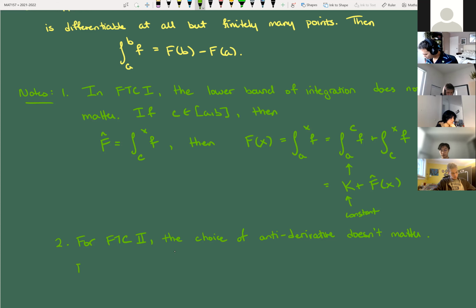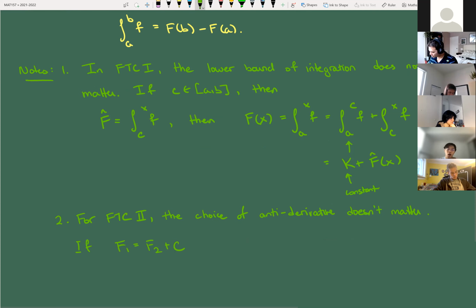Right? Because if f1 is equal to f2 plus a constant, so I give you two different antiderivatives, and again, we know they have to be related to each other through a constant. Then when I compute f1 of b minus f1 of a, that's the result of the theorem. It says that you can evaluate the integral using f1 of b minus f1 of a. Well, let's plug f2 into that, and you'll see what happens very quickly.